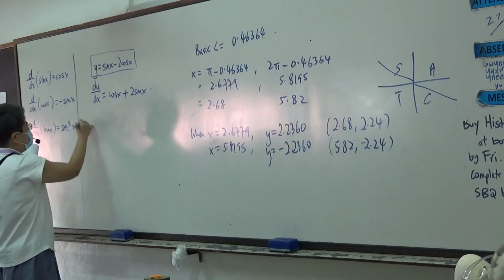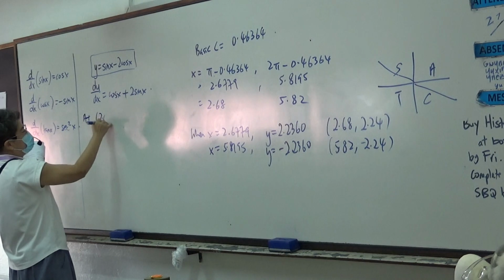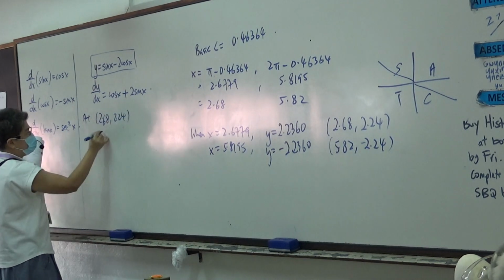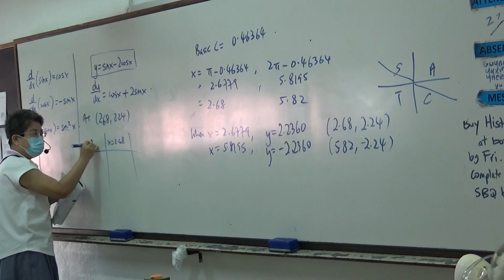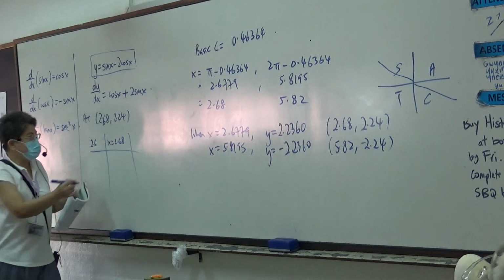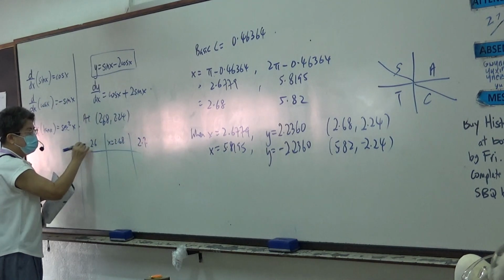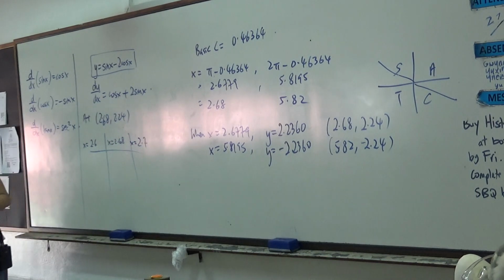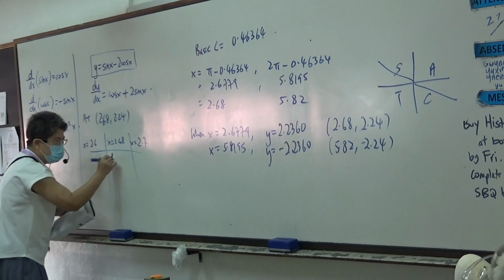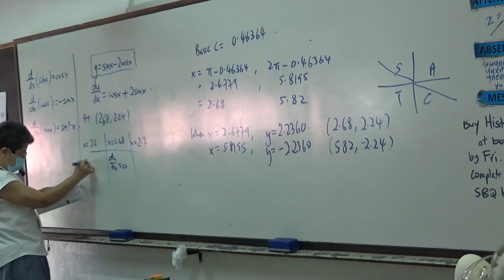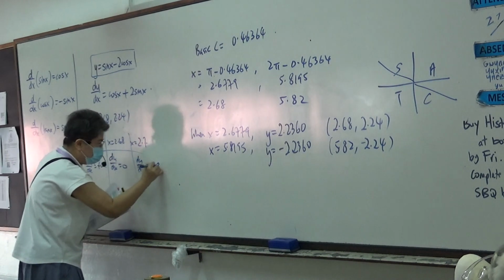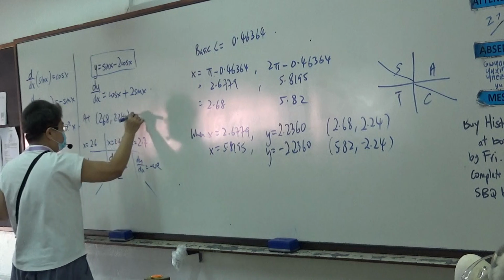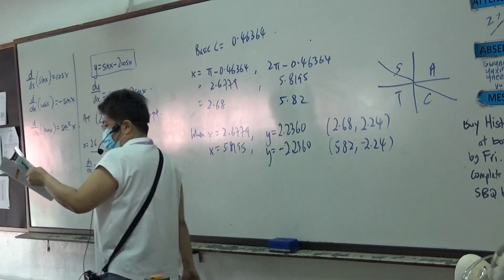Okay. Now, at 2.68, 2.24, I will do slightly less, which will be about 2.6, right? Slightly more will be about what? 2.7. Do you all see what I'm talking about? So you will get this one, dy/dx will be 0. This one is actually positive. This is actually negative. So positive, 0, negative. So this is actually a maximum point.